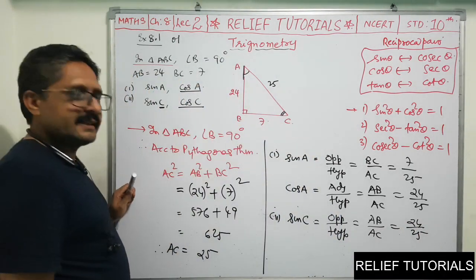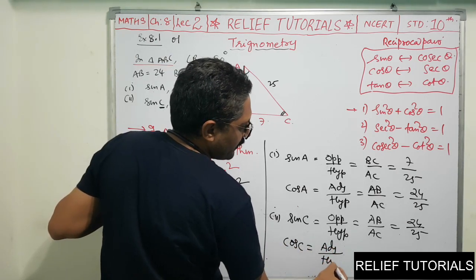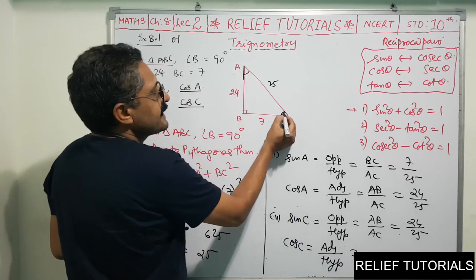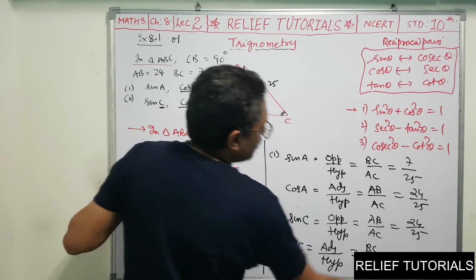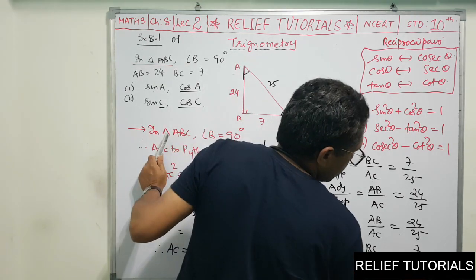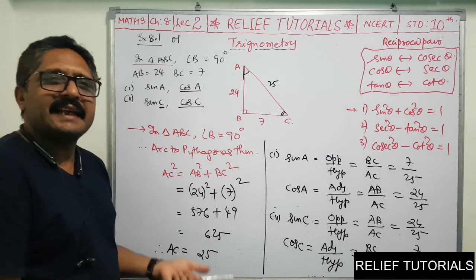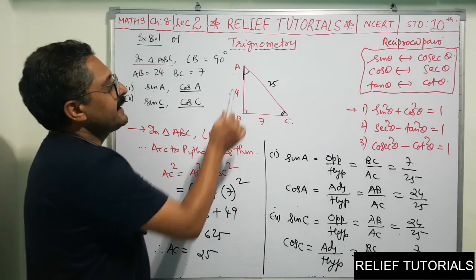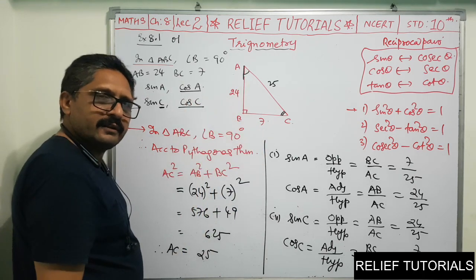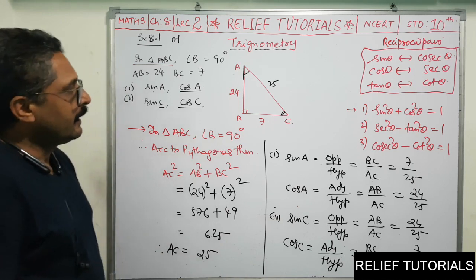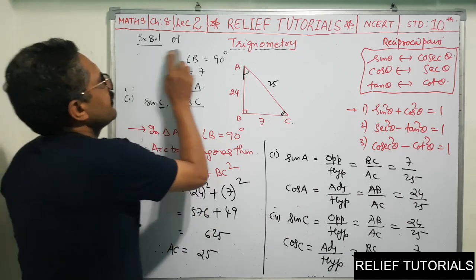Similarly, now you have to find cos C. So cos is always adjacent upon hypotenuse. So considering C, the adjacent side is BC. So BC upon AC. BC is 7, AC is 25. You can find tan C, tan A. If they say tan A, it means opposite upon adjacent. So 7 upon 24. Any ratios you can find. So I hope you understood this problem. I'm going to rub it.